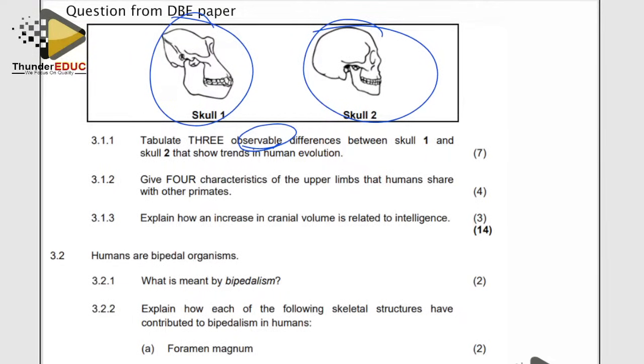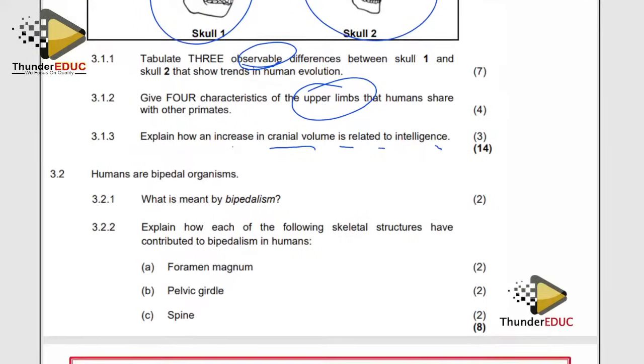Anyway, four characteristics. Here they can specialize the upper limb: look at your arm and then talk about it. Explain how an increase in cranial volume is related to intelligence. The bigger the cranium, the more brain cells, the higher the intelligence. That's it, we talked about it. What is bipedalism? We saw walking on two hind limbs.